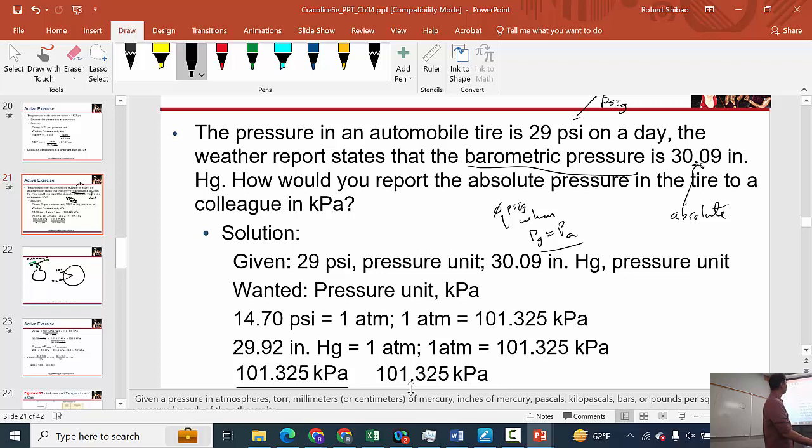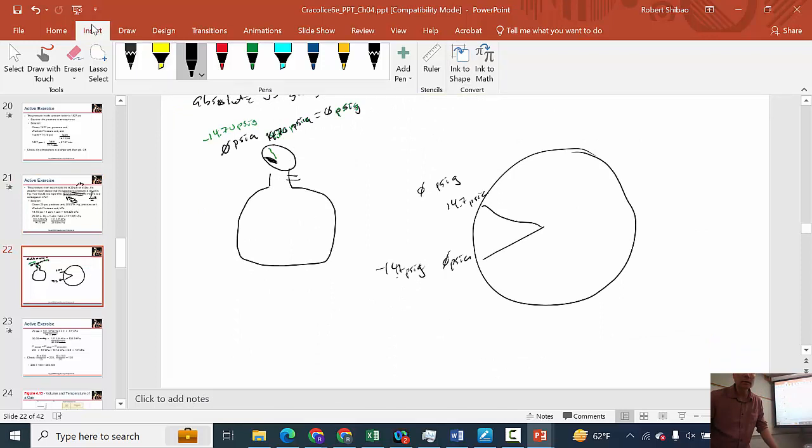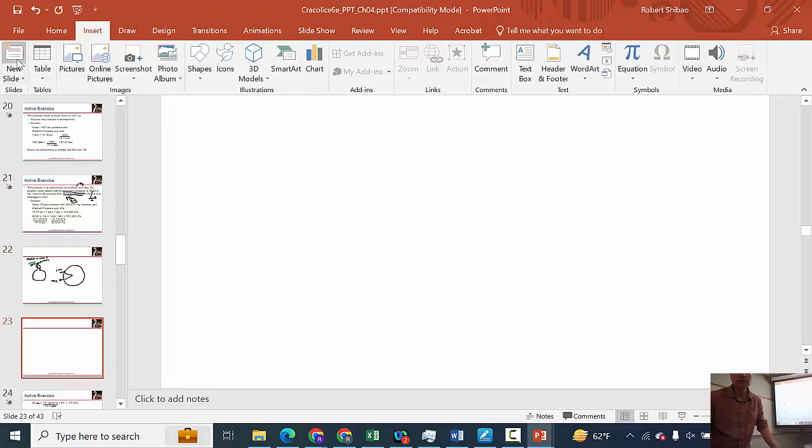How would you report the absolute pressure? They're asking for the absolute pressure. So they give us one gauge pressure and one absolute. How are we going to figure out the absolute pressure in the tire in kilopascals? First off, we want to figure out what is the absolute pressure on the gauge. The gauge is reading 29 psi. So let's go ahead and figure this out here.